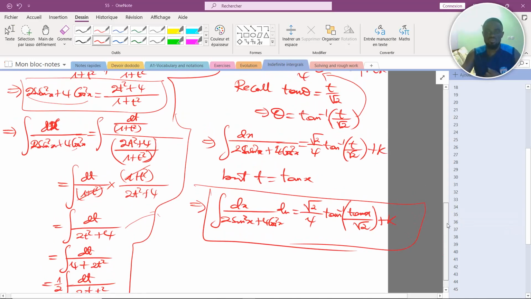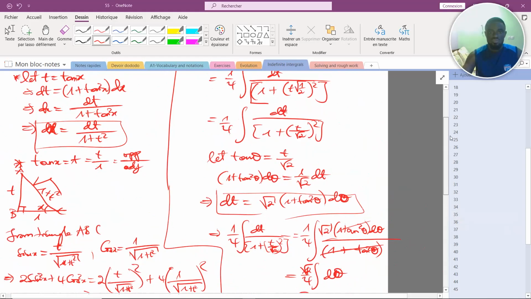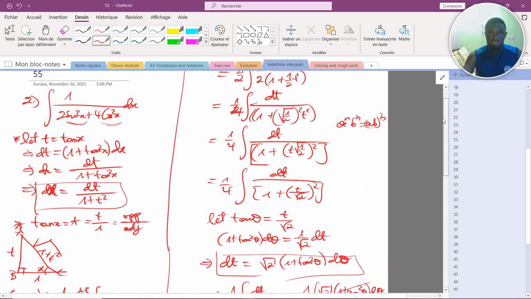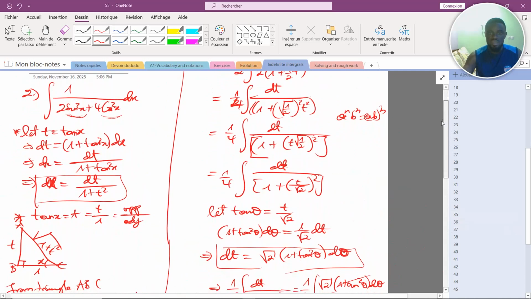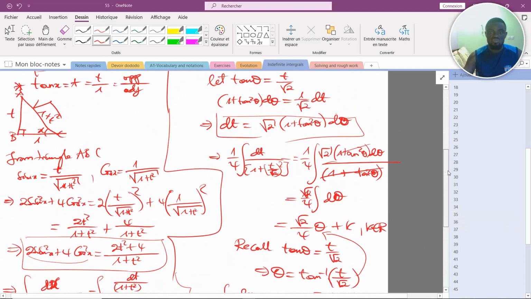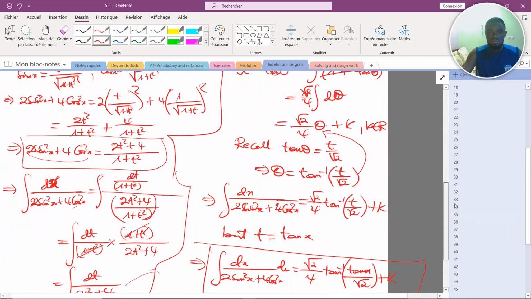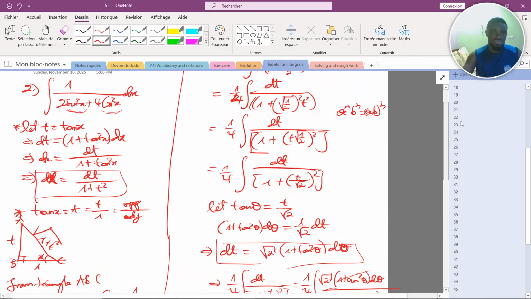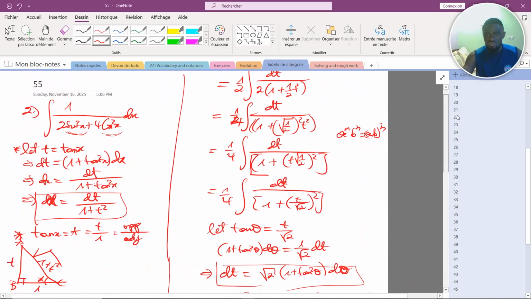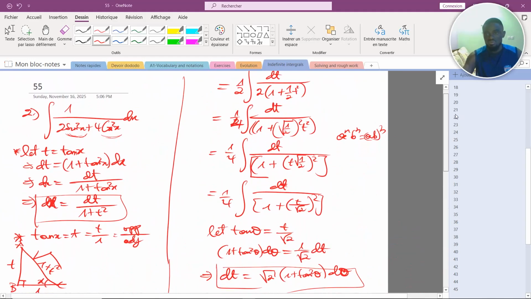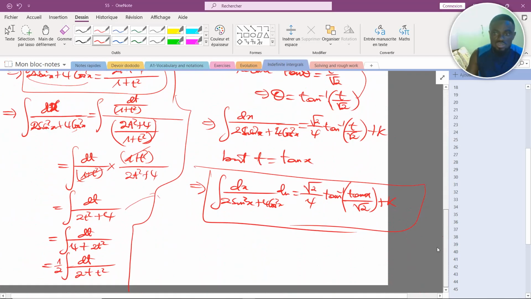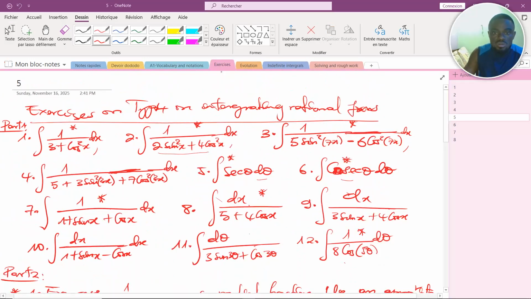Very, very simple. Nothing is complicated. So just take your time, go through the exercise, and try to redo it yourself. Don't be afraid of such integrals. If you master your rules, no integral will be above you. So let's go to the next.